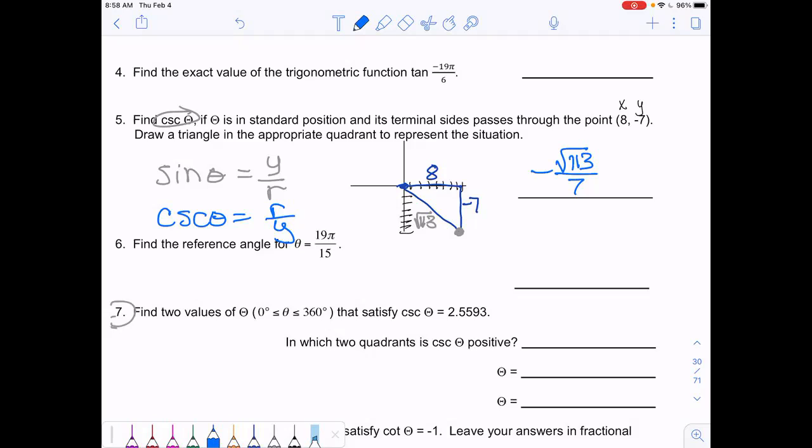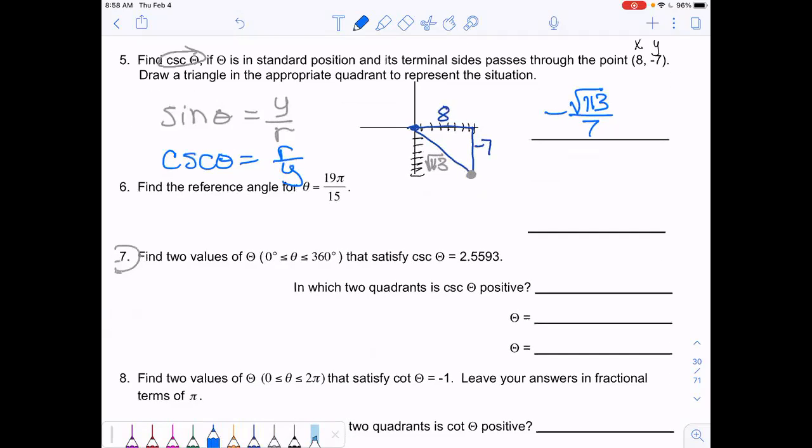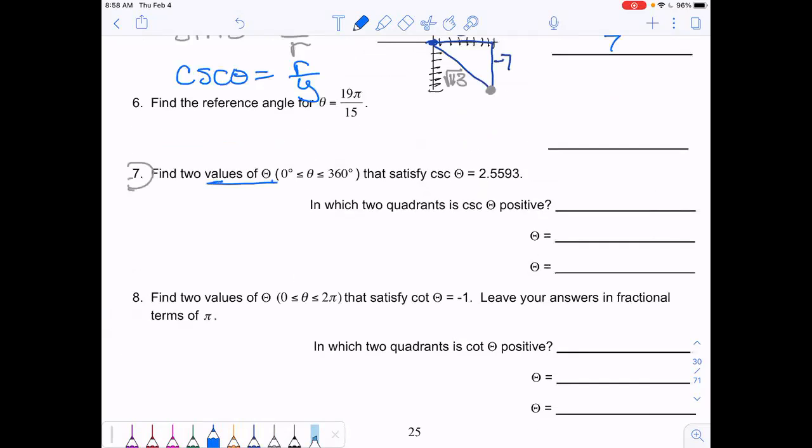So looking down at number 7, it says find 2 values of theta. Theta is, remember, the angle. So find 2 values of theta. We're really finding 2 angles. It says those angles are supposed to be between 0 and 360. 0 to 360, well, that means my angle should be in degrees. That satisfies the fact that the cosecant is equal to 2.5593.